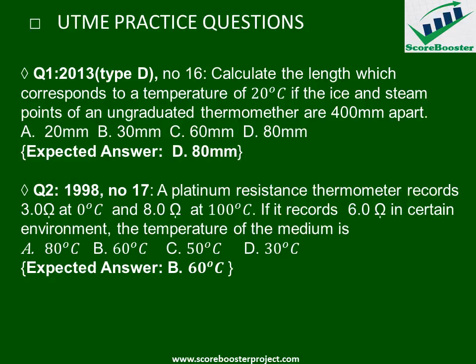That is option D. And the second question for your practice comes from 1998, number 17, which goes thus: a platinum resistance thermometer records 3.0 ohm at 0 degrees Celsius and 8.0 ohm at 100 degrees Celsius. If it records 6.0 ohm in a certain environment, the temperature of the medium is dash. You have option A to be 80 degrees Celsius, B is 60 degrees Celsius, C is 50 degrees Celsius, D is 30 degrees Celsius. Expected answer here is 60 degrees Celsius.